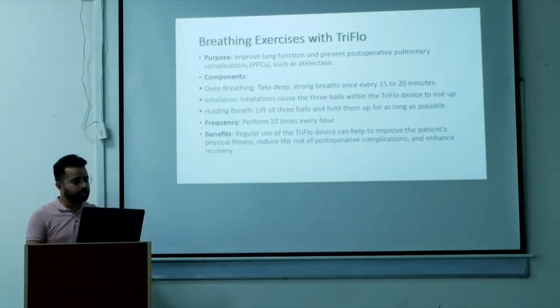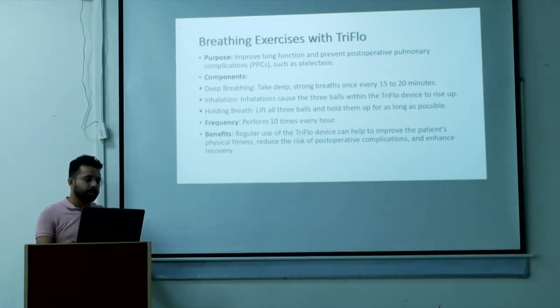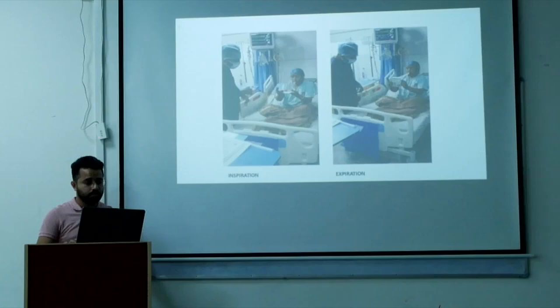Breathing exercise with the triflo. Improve lung function and prevent post-operative pulmonary complications. Component: deep breathing, take a deep breath with a strong breath once every 15 to 20 minutes. Inhalation: inhale to cause the three balls within the triflo device to rise up, and while holding the breath, with all the three balls up, hold them as long as possible. Frequency: perform 10 times every hour. Regular use of the device can improve the patient's physical fitness, reduce the risk of post-operative complications, and enhance recovery, with the patient holding all three balls up.